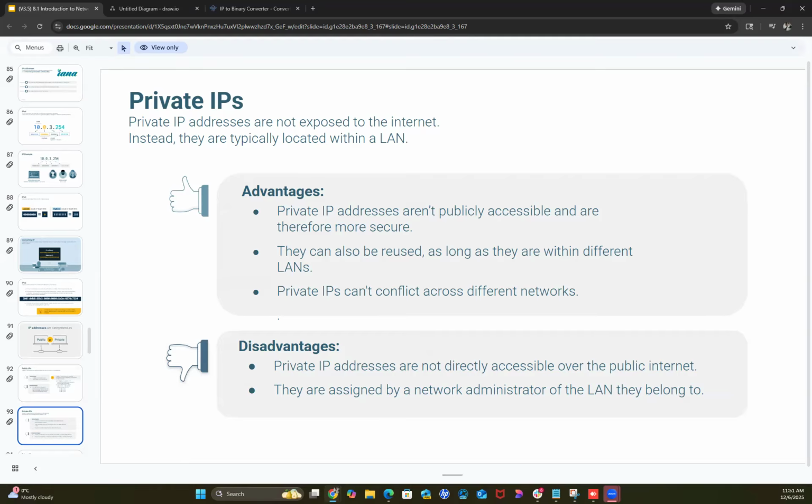Advantage, private IP: private IP addresses are beneficial because they are not publicly accessible and can also be reused as long as they are within different LANs. So private IPs cannot conflict across different networks. Disadvantage: they are not directly accessible over the public internet. Private IP addresses are assigned by the network administrator of the LAN they belong to.